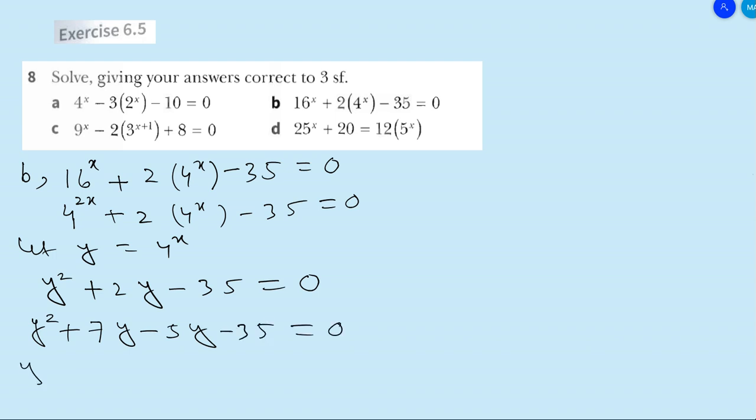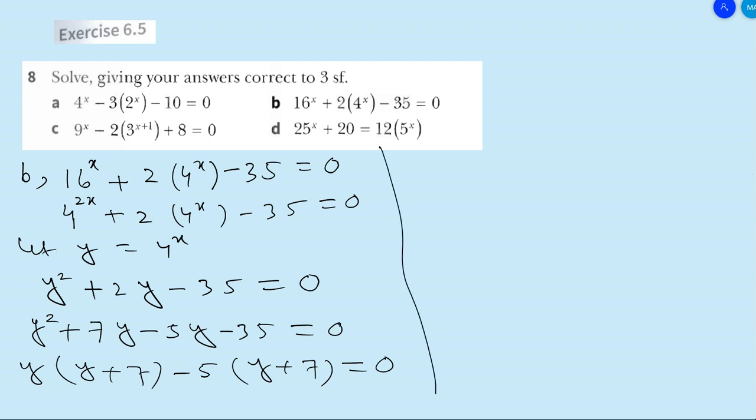Taking y common in the first two terms, it will be y plus 7. Taking minus 5 common in the last two, it will be y plus 7. So this is a 100% correct factorization. This implies that y plus 7 and y minus 5 is equal to 0. This implies that y is equal to minus 7 and y is equal to 5.